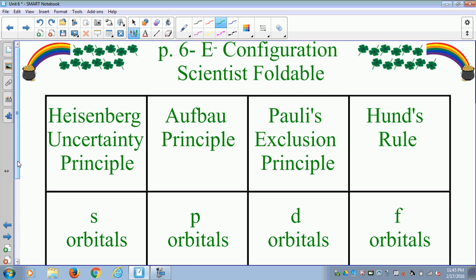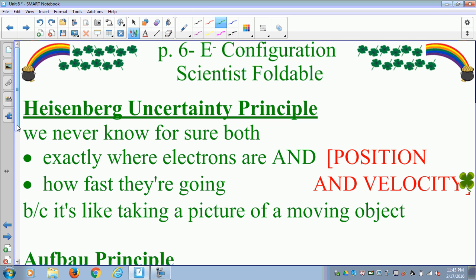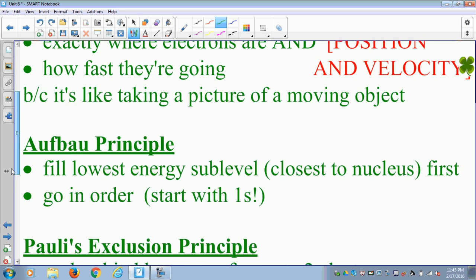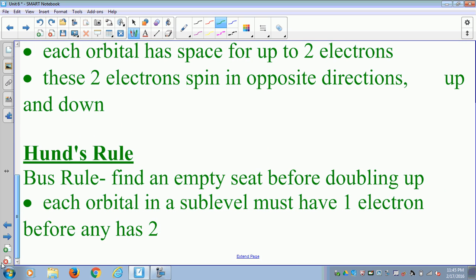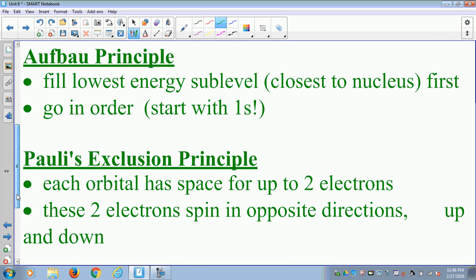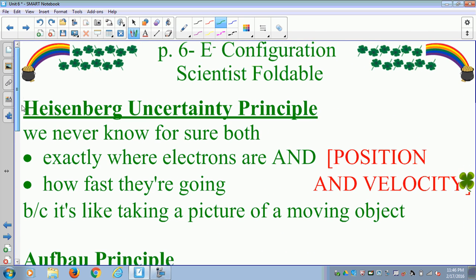So this is the scientist foldable. I will talk about this in the class, but I want you to take notes. I want you to take a foldable and divide it into 6 sections and take these notes. We will discuss all this in detail in the class. You can pause the video and take these notes at home as homework, and complete this foldable before you see me in the class.